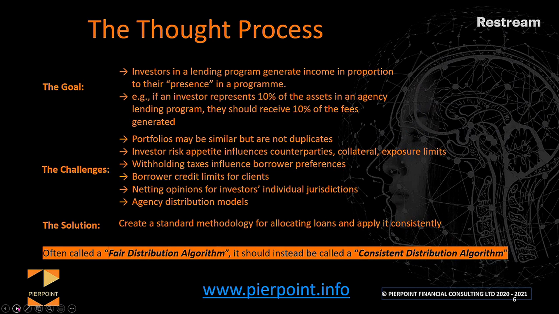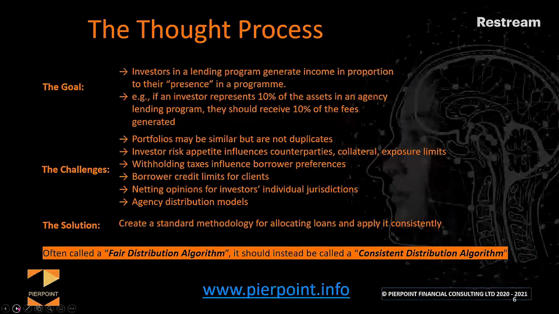But of course, there's lots of different challenges. Number one, portfolios are similar, but they're not duplicates. So two similar portfolios will generate different returns just because their actual composition is different. More importantly, investor risk appetites are very different, and that manifests itself through counterparties, through collateral choices, through their exposure limits. So let me give you an example.